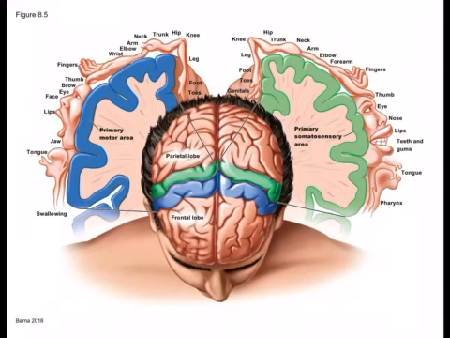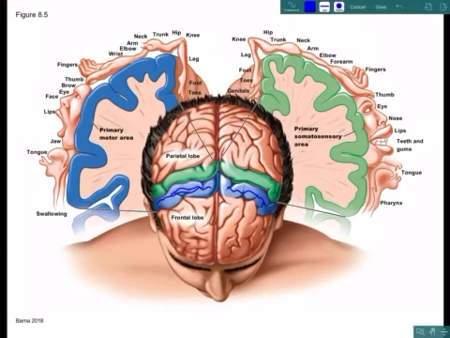Now we have the same thing on the other side for motor. So here's your motor cortexes right here. And this primary motor area, if you look at the bigger representation, think about having more intricate control of these areas.